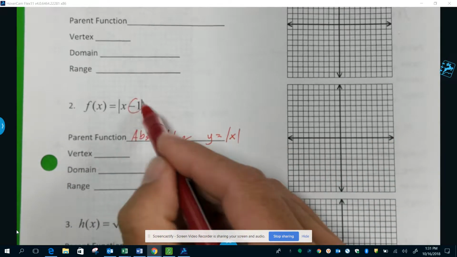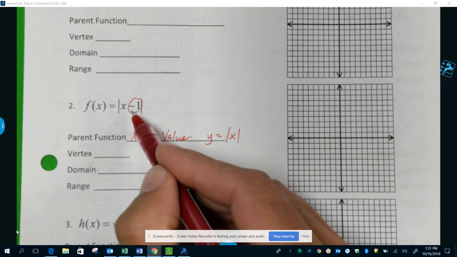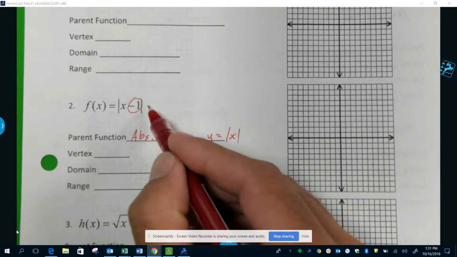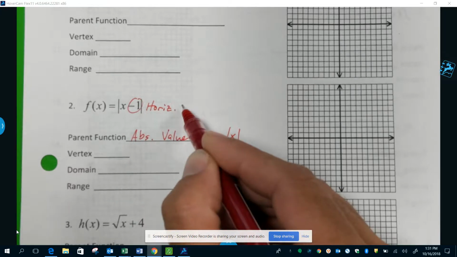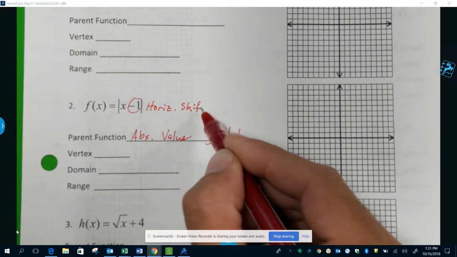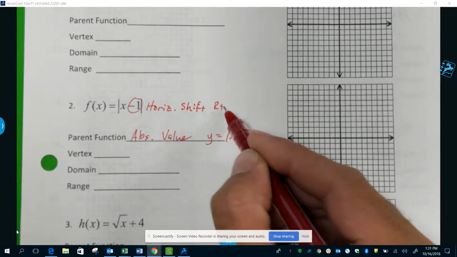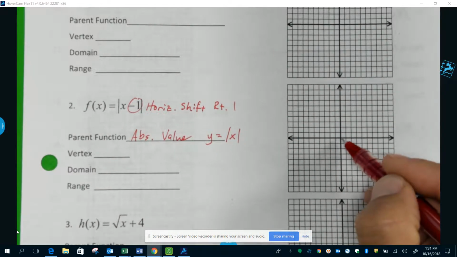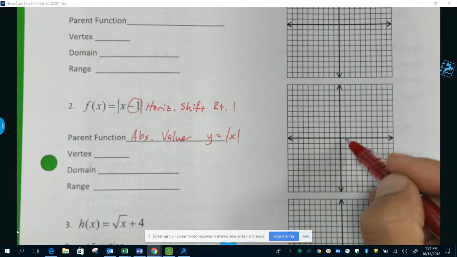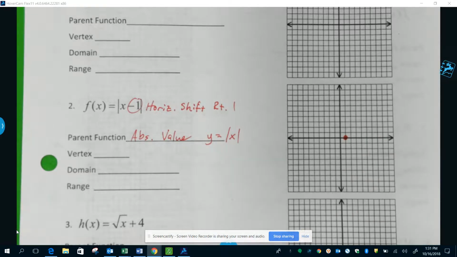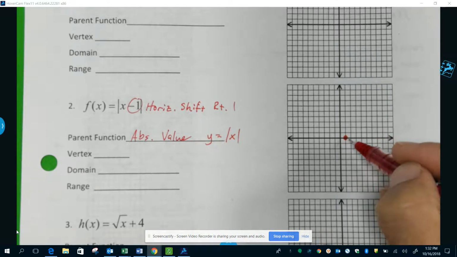We are shifting opposite. Since we're inside the house with our x, we're shifting opposite of what our x tells us to do. So this will be a horizontal shift to the right one. So our vertex, instead of being at 0, 0 where the original parent function is, we are now shifting our new vertex to the right 1 unit.